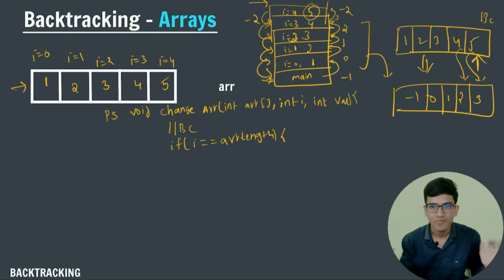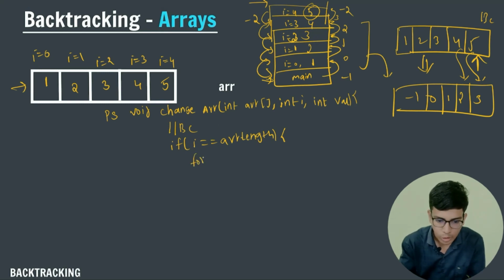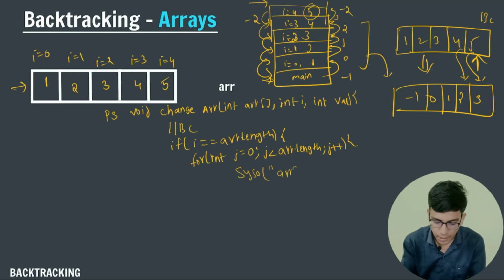After that, return, simple. Okay. So in this I need to run my loop first, for int j, whatever, j equals 0, j should be less than arr.length, j plus plus. In this we need to print, System.out.print. First of all I need to print my array, right? I need to print my array with no brackets, plus parenthesis, that's all, return.